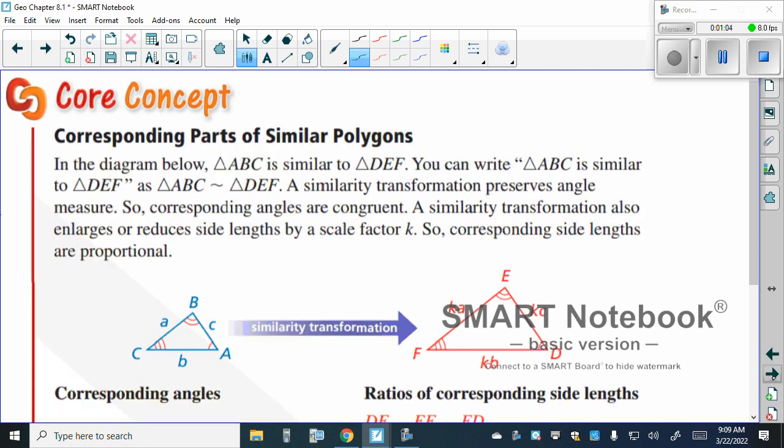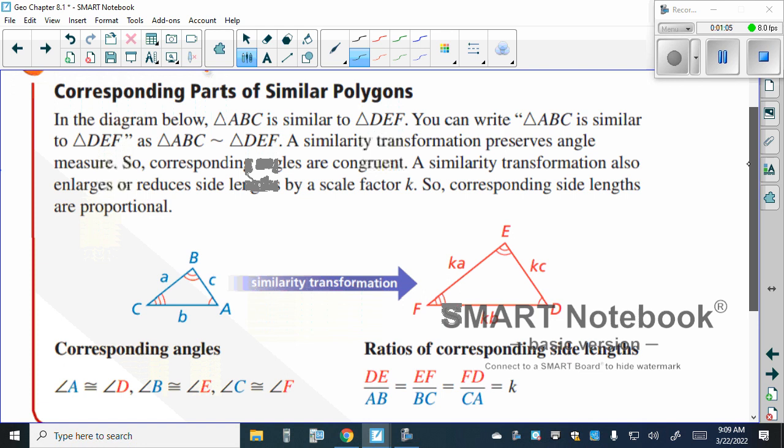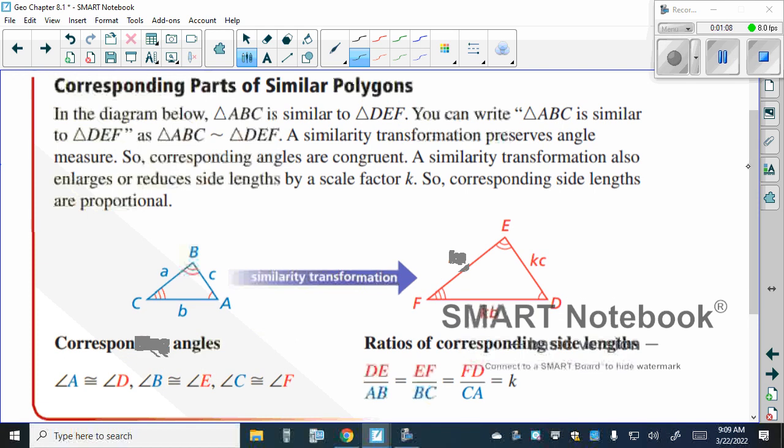Now our first section that we're talking about with similarities is corresponding parts of similar polygons. In this here, we have this entire definition. ABC is similar to DEF. You can write ABC is similar to DEF as this here. Let's use a highlighter.